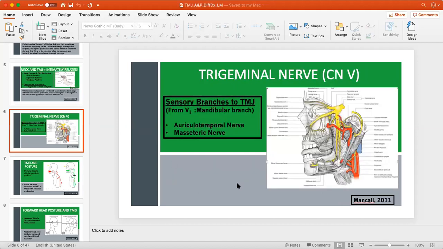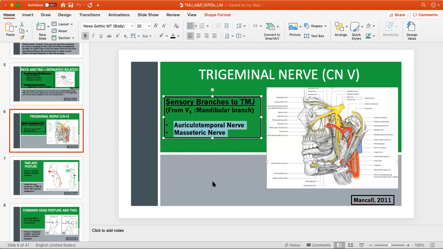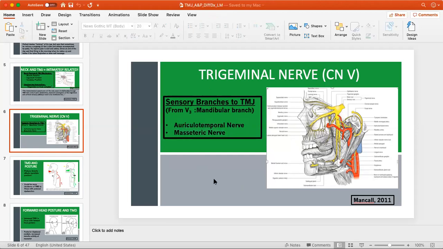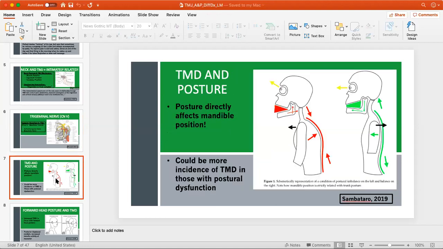So this trigeminal nerve, or cranial nerve 5, is going to supply innervation not only to the joint itself via these two sensory nerves that are branches from the mandibular division of the trigeminal nerve, but the trigeminal nerve, and specifically that V3 or mandibular branch, is going to supply the motor innervation to the muscles of mastication, which are huge players at the TMJ. So that's innervation. That's what we're thinking about.